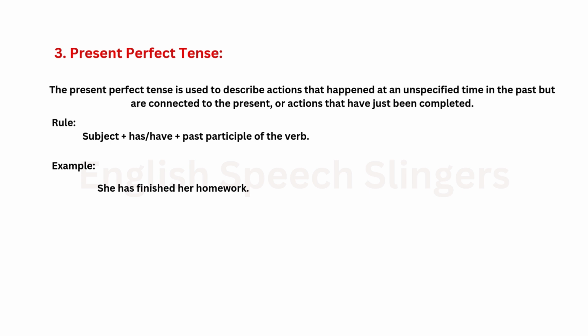In this sentence, she is the subject. Has is the auxiliary verb. And finished is the past participle of the verb. While her homework is the object. We have visited Paris twice. In this sentence, we is the subject. Have is the auxiliary verb. And visited is the past participle of the verb. While Paris twice specifies the place and the number of times.